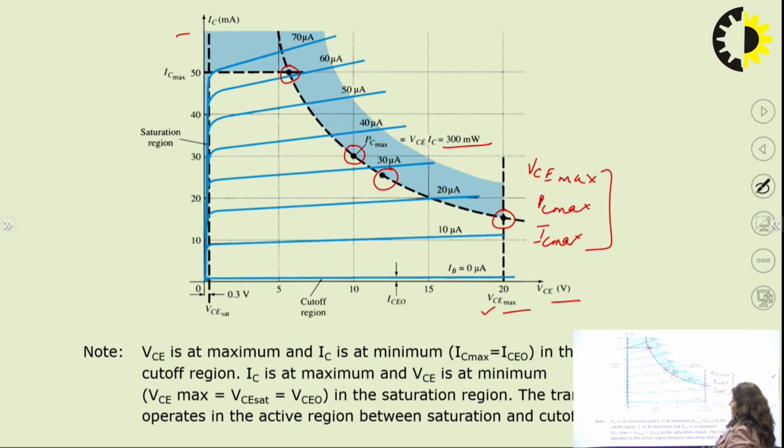So here VCE is at maximum and IC is at minimum. IC max is equivalent to ICEO, which is in the cutoff region. IC is at maximum and VCE is at minimum, that is VCE max is equivalent to VCE saturation, which is equivalent to VCEO in the saturation region, and the transistor operates in the active region between saturation and cutoff, which we have seen in the graph.